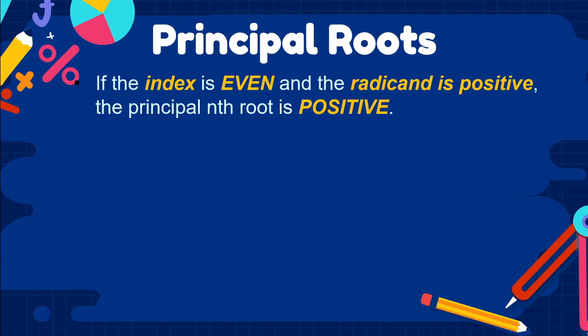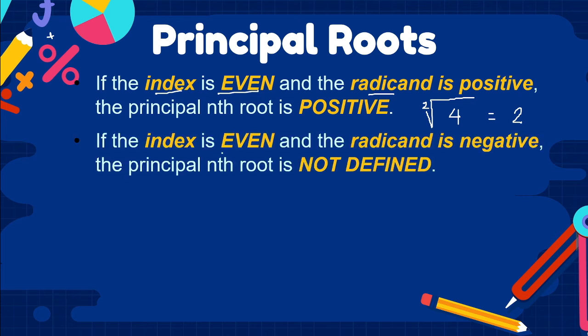Principal roots: if the index is even and the radicand is positive, the principal nth root is positive. For example, let us say square root. Pag sinabing square root, automatic the index is 2. Square root of 4. So our index is even number, which is yung 2. So ito yung index. Then our radicand is positive. So the principal nth root is positive. So let's say we have 2. The answer is positive.